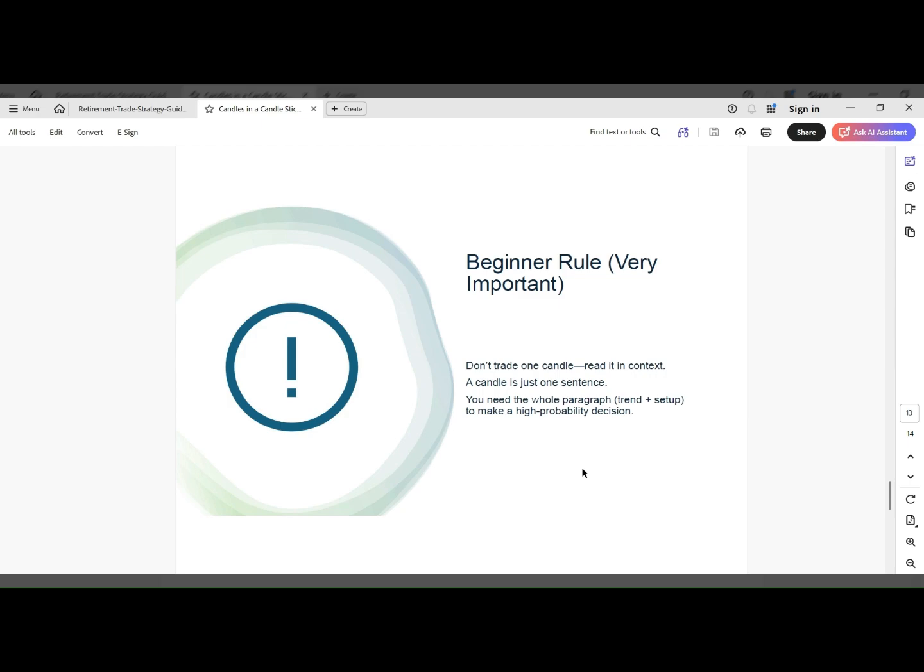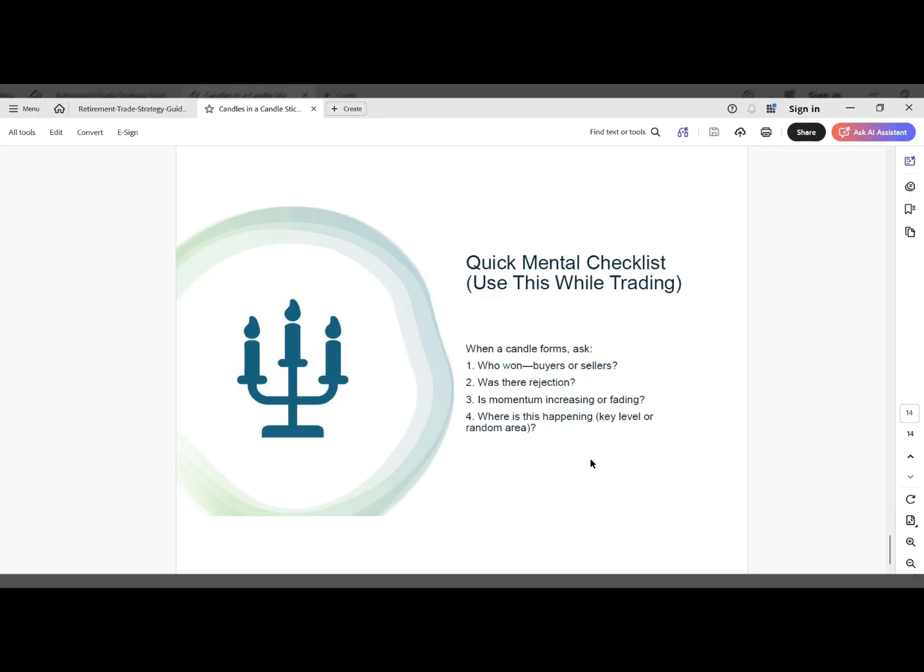So, beginning rules, again: you don't trade on one candle, you read it in context. A candle is just one sentence. You need the whole paragraph, or you need the setup and the trend to start putting together the story of what's going on with that market.